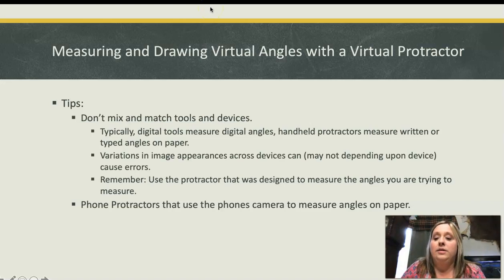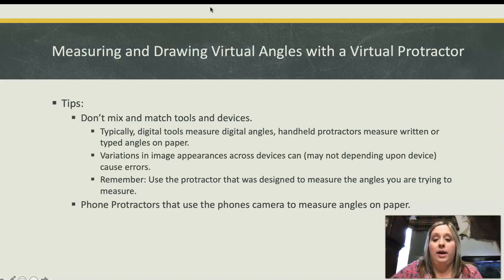Excuse me. So with the digital protractor, it's just important to remember that if it's designed to measure digital angles, then you're going to use it just on the screen. If it's designed to measure physical angles, you're going to use the protractor like the plastic one.